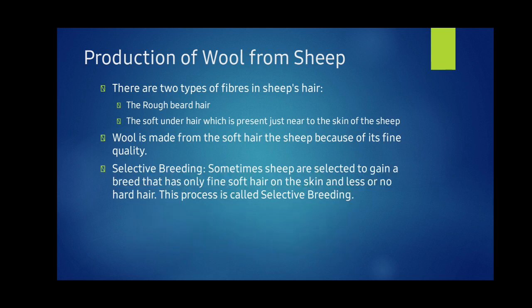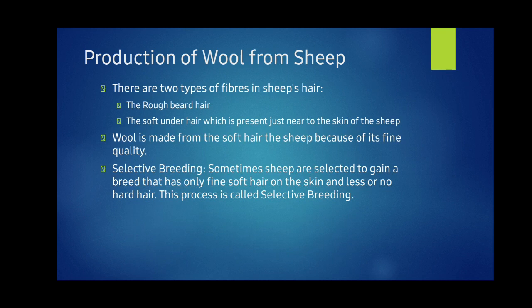There are two types of fibers in sheep hair. One is the rough beard hair, and the other is the soft under hair, which is present just near the skin of the sheep. Just think which type of hair you prefer to use, a rough one or a soft one. Yes, of course we prefer a soft one, which is comfortable to use. Wool is made from the soft hair of the sheep because of its fine quality.